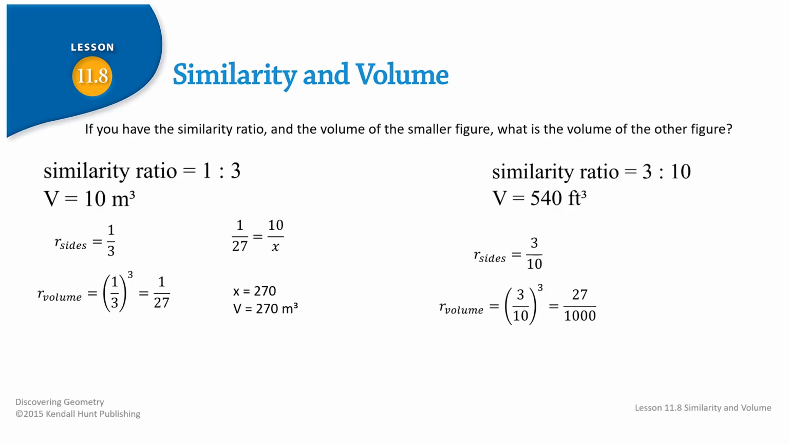Now since the 540 is a smaller figure, it'll be 27 over 1,000, 540 over x, cross multiply and divide. 27x equals 540,000, and your volume, after you divide by 27, is 20,000 cubic feet. So when we're talking about similar figures, when we're talking about volume, especially three-dimensional figures, it gets larger really, really fast.